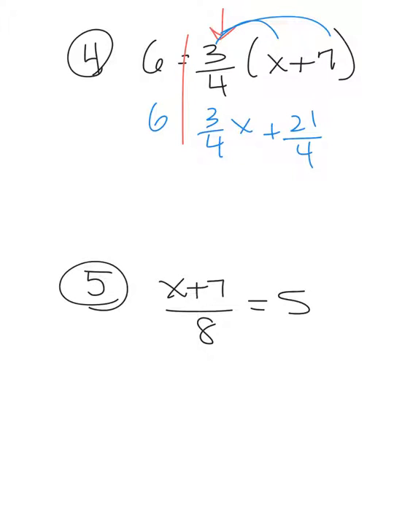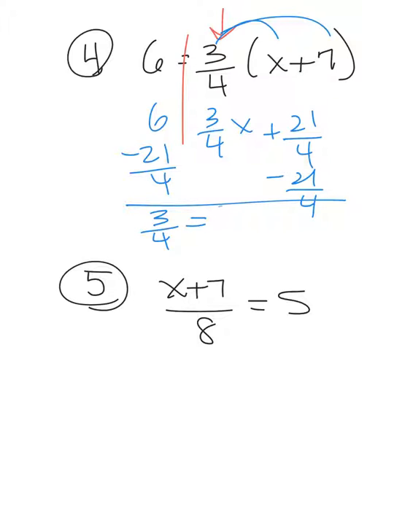So again, I need to get x by itself. So I'm going to subtract 21 over 4 from both sides. I want to use my calculator to help me out here. So 6 minus 21 over 4 is 3 over 4. So that equals 3 over 4 x. I want to get my x by itself, so I can multiply both sides by 4/3. And in this case, x is equal to 1. That's my final answer.